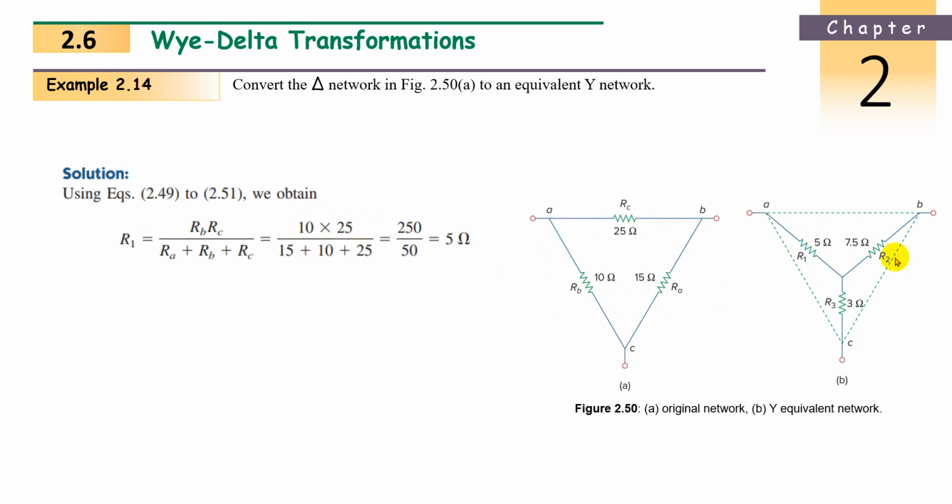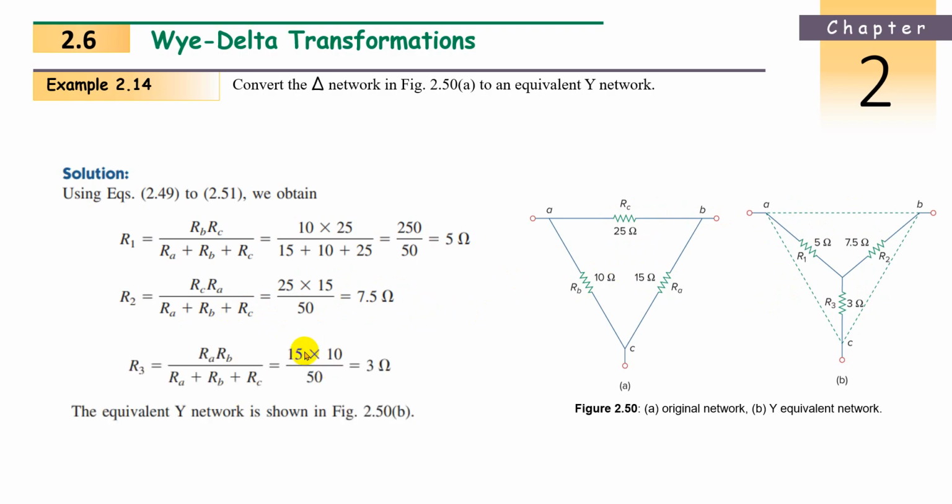Now the same thing for R2: 25 and 15 are the adjacent resistances for this R2, divided by the sum of all, RA plus RB plus RC. Now it becomes 7.5. Same thing for R3, the adjacent are 10 and 15, which we multiply and divide by the sum of all resistances, and it is 3 ohms. Like this we have to calculate all the transformations from delta to star. If delta is given, we can go for star, and if star is in the question, you can go for delta. So all equations are with you.